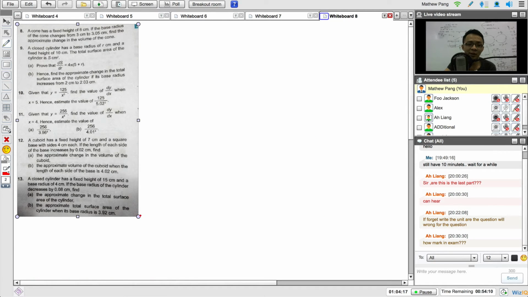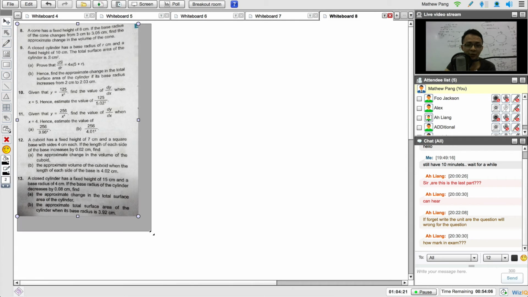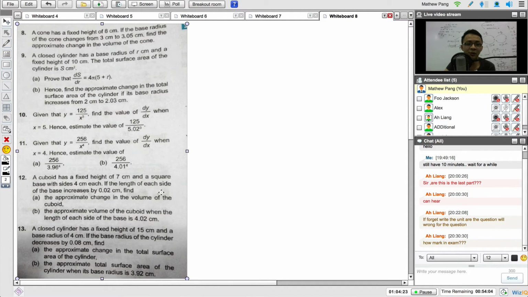Okay, here I think you actually will have some other question also. Yes, actually all these questions I get from the Pelangi reference book. Alright, so okay, over here now we learn about small change first, then only we go to approximation. Okay, small change it have its own formula also, but the formula is quite simple.